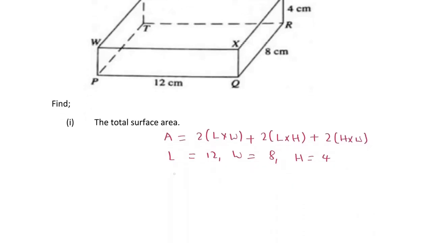Okay, so now let us substitute these values into our formula. We are going to have area equals 2, in brackets, 12 times 8, plus 2, in brackets, 12 times 4, plus 2, in brackets, 4 times 8. Solving this, we are going to have area equals 352. Therefore, the area is going to be 352 centimeters squared.